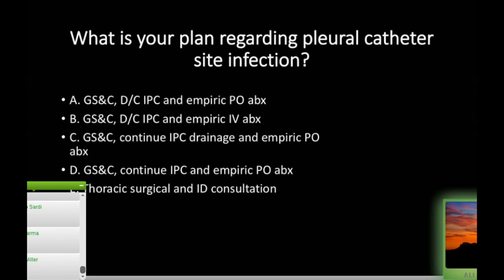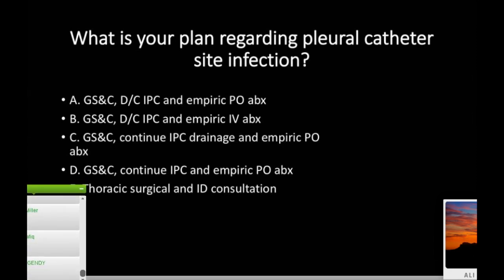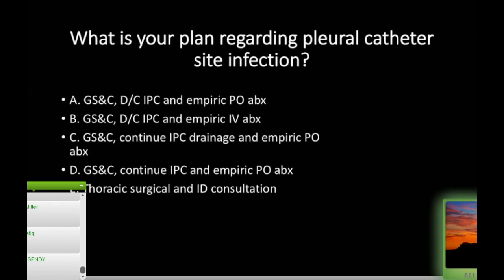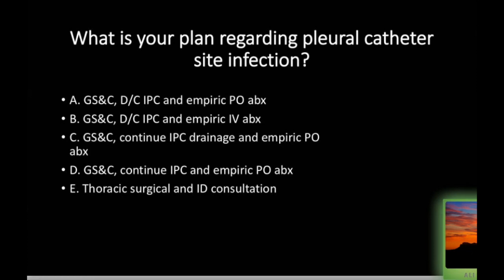Okay, what do we have, David? I'll give a couple more seconds for a few more answers. We have mostly answer C. Okay, so you guys want to do Gram stain culture, continue IPC drainage, and empiric PO antibiotics. So your reasoning is the fluid is not infected, and it's just a skin infection, which is cellulitis probably. You want to treat with PO antibiotics. So that's not a wrong choice because you're not really losing anything. You can come back to it in 3 days and see what's going on and drain the fluid and culture the fluid.